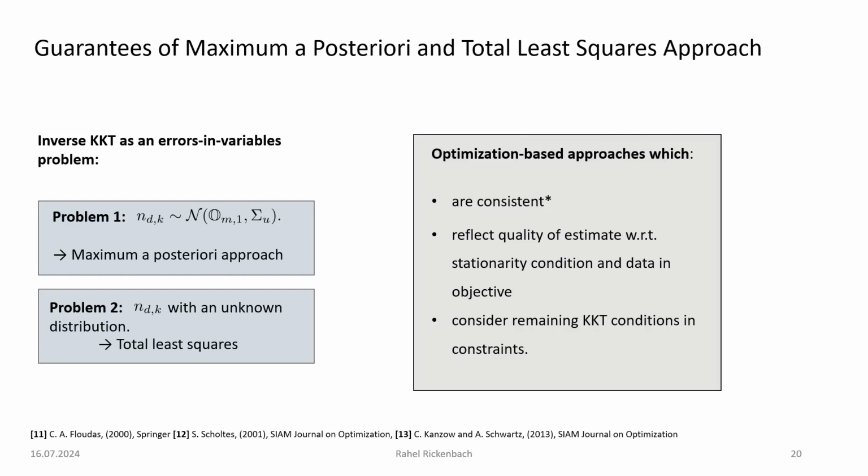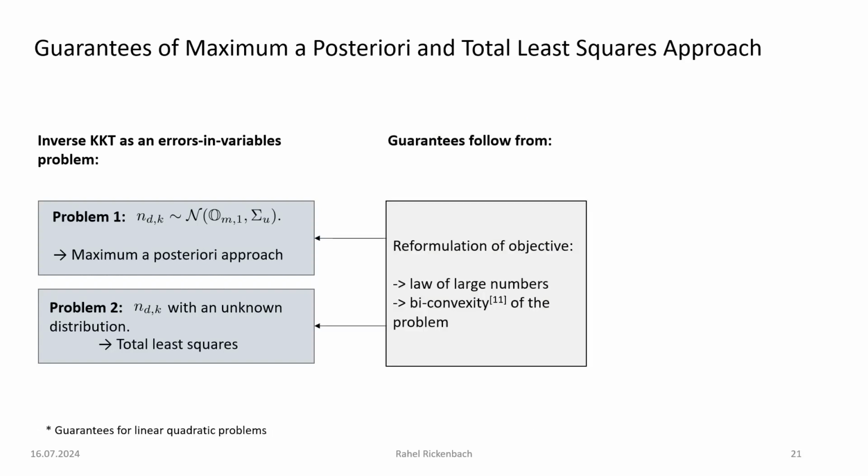The consistency guarantees for both of these optimization-based approaches rely on a reformulation of the objective, where we leverage the law of large numbers, such that the global minimum of our optimization problem actually lies at the optimal solution. And then for these linear quadratic problems, we actually end up with a biconvex problem, where we know that there exist some solver strategies for which we actually have guarantees to converge to this global optimal solution. And in addition, for the first problem, where we also use some stochastic sampler, we rely on the ergodic theorem.